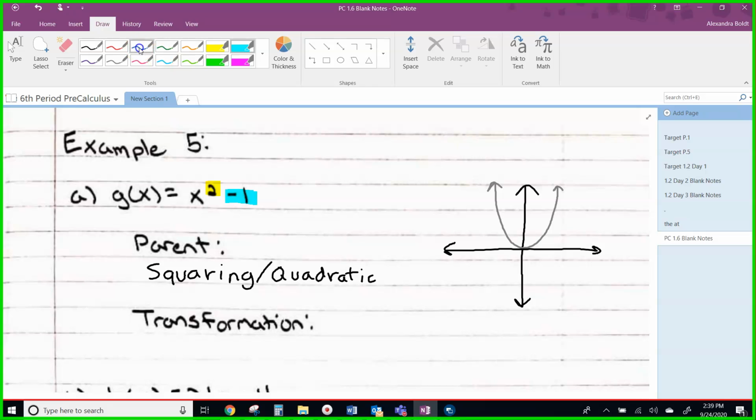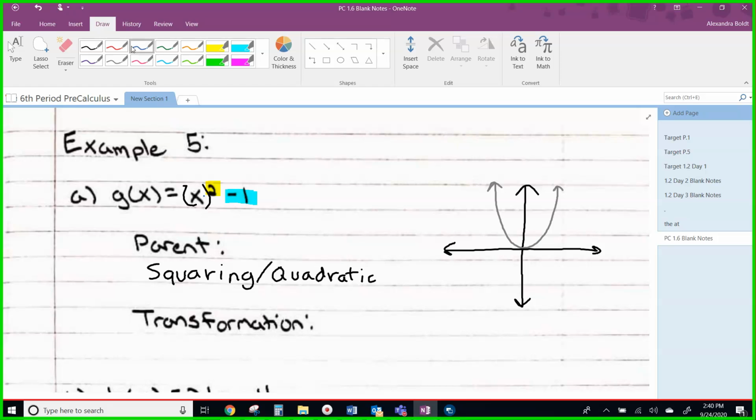So what does that minus 1 do? Well, is it inside or outside your function? Well, this is my squared, right? And it's outside of my squared. It's not being affected by that squared. So this would be considered outside your parentheses. I could put parentheses around this x here and nothing would change, right? So that -1 is outside, so it's doing something vertically.